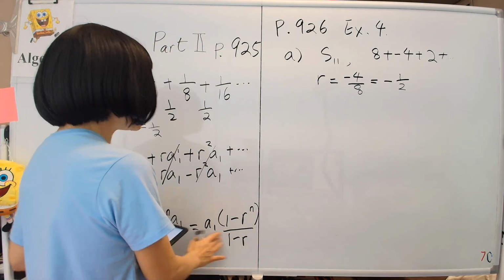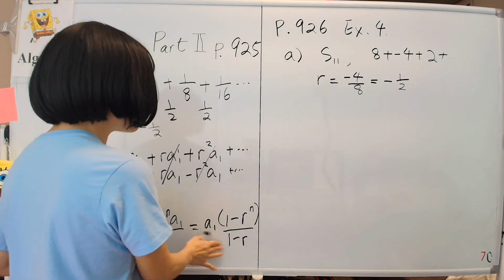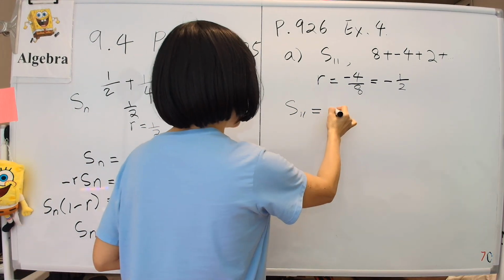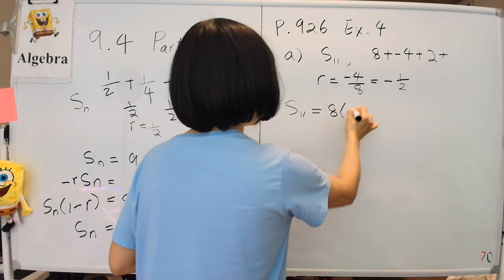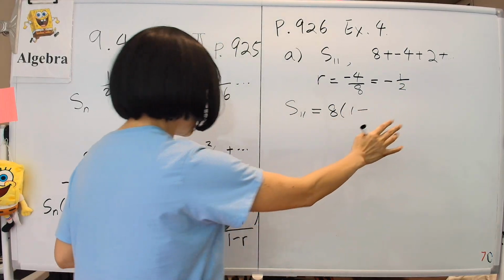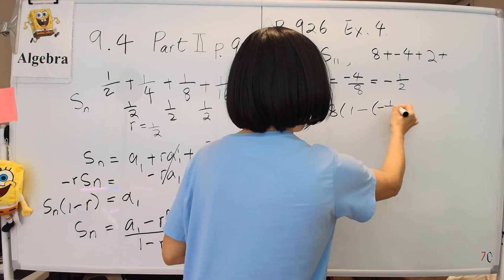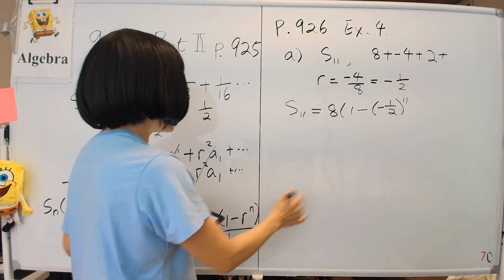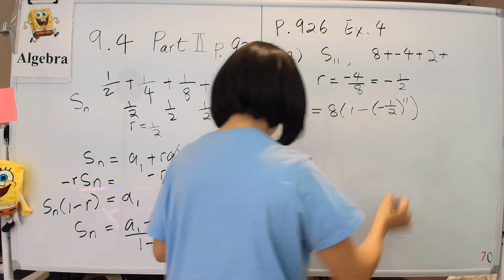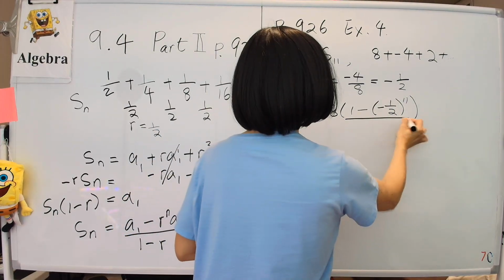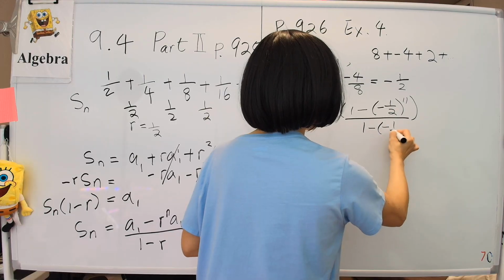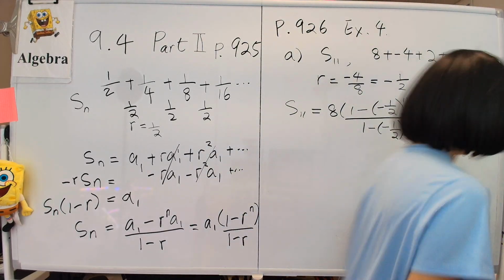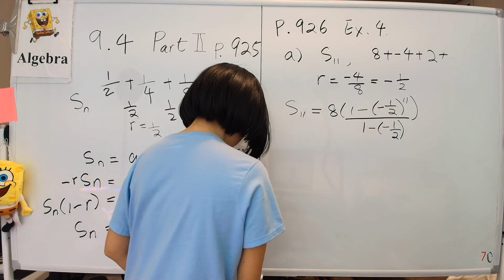But anyway, S11 by this formula equals a1, which is 8, times 1 minus, don't forget the negative, minus 1/2 to the power of 11, because n is 11, divided by 1 minus -1/2, which means we're going to be adding. Now that we have that, let's pull out the calculator and see what it says.